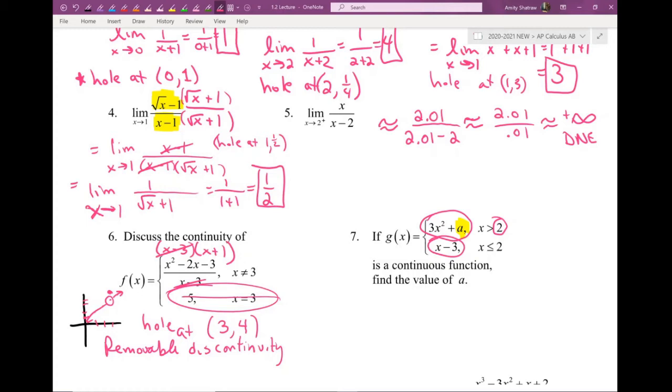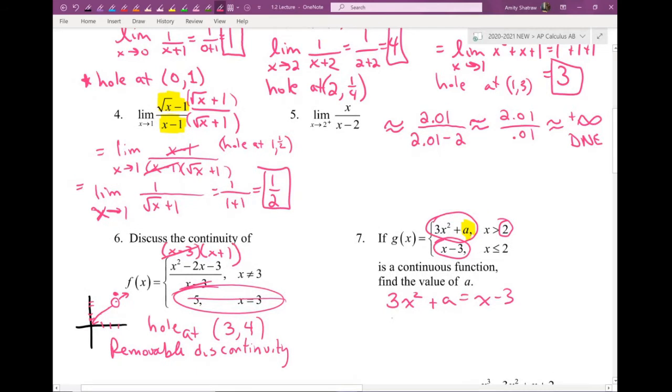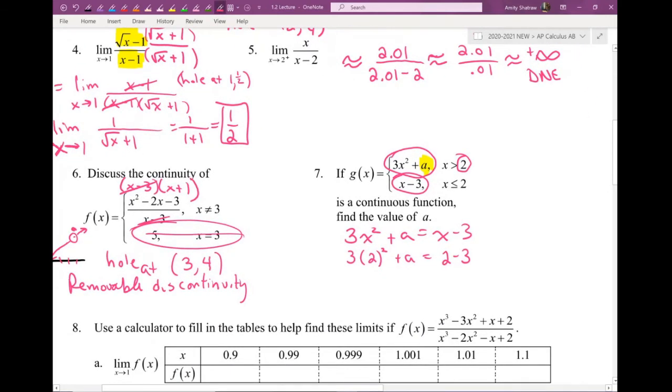And so is it obvious then that I'm going to do this? 3x squared plus a equals x minus 3. And I said I wanted to know what happens when x is 2. So is it obvious now that I'm going to do this? 3x is now a 2 plus a, and x is now a 2. And then I will end up with 4 times 3 is 12 plus a equals negative 1. Minus 12 from both sides, and I find out that a equals negative 13.